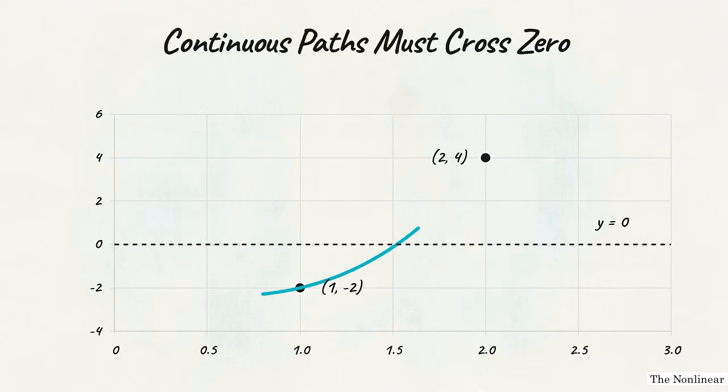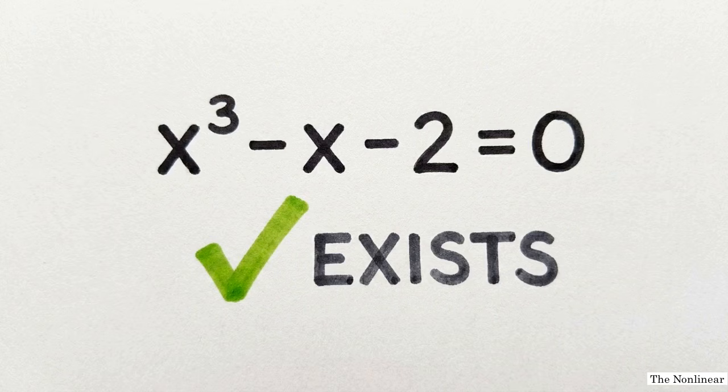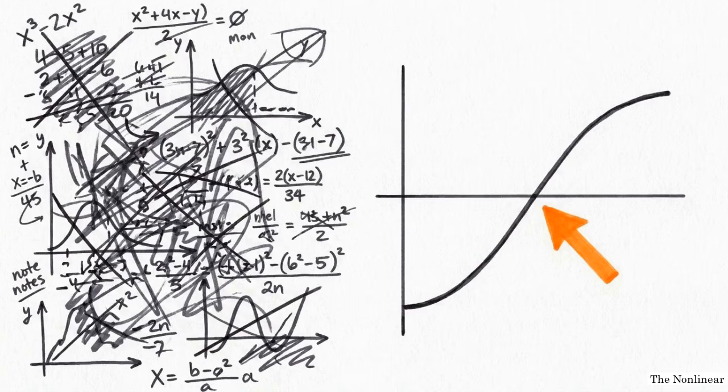The function is a polynomial, which means it is continuous. It starts below the 0 line and ends above it. Therefore, it has to cross 0 somewhere between 1 and 2. We did not solve the equation, but we used logic to prove a solution exists. Proving that an answer is there shifts our effort from calculation to logic.